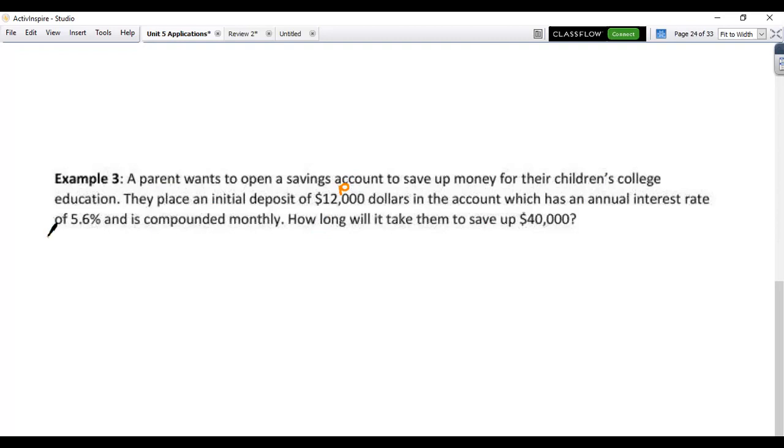So again, we're going to go 0.056, sorry, is equal to your r, and is compounded monthly. Okay, it's been a couple days. What does compounded monthly mean? We use, yep, very good. So n equals 12. How long will it take them to save up $40,000?